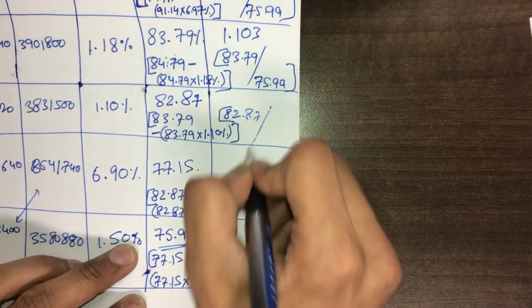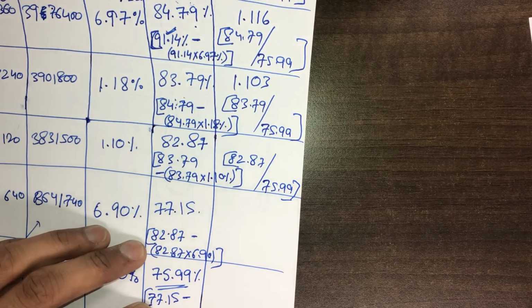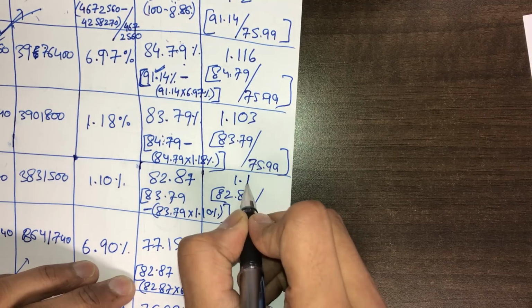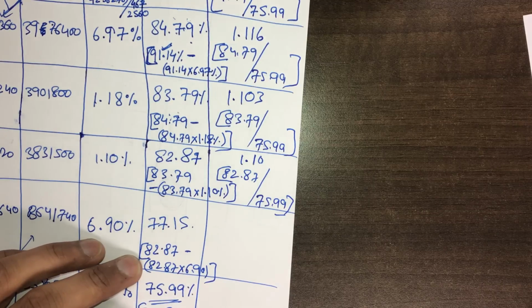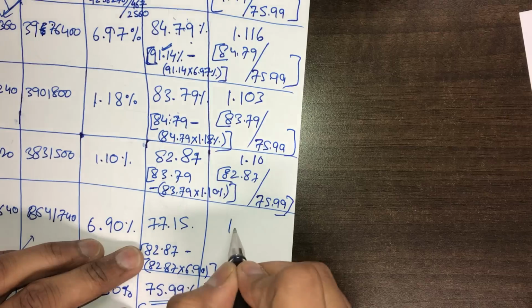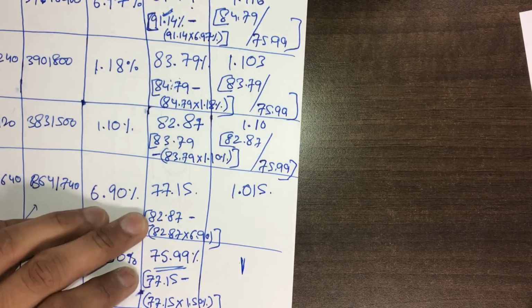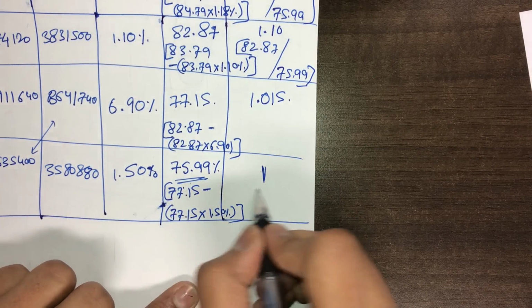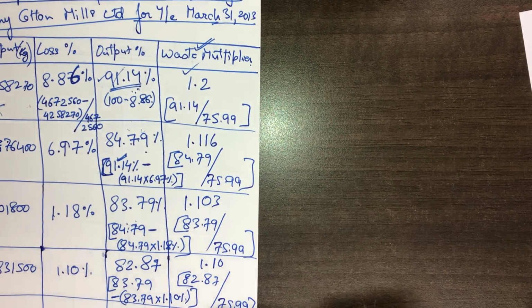Fourth process, 82.87 divided by 75.99, is 1.10. Fifth process, 77.15 divided by 75.99, is 1.015. And the waste multiplier of the last process is always 1, because 75.99 divided by 75.99 always remains 1. So this is the way you should compute the waste multiplier.